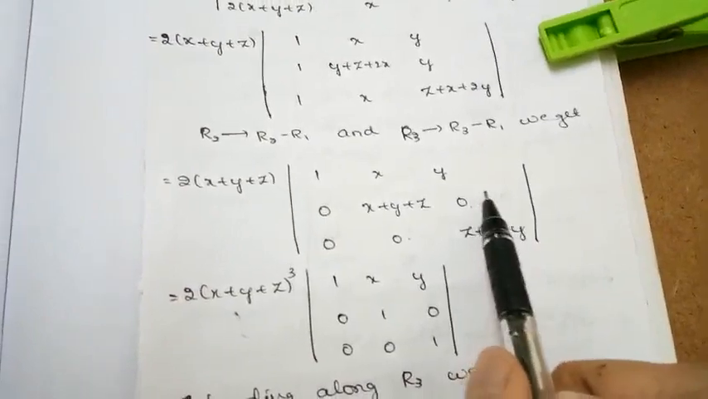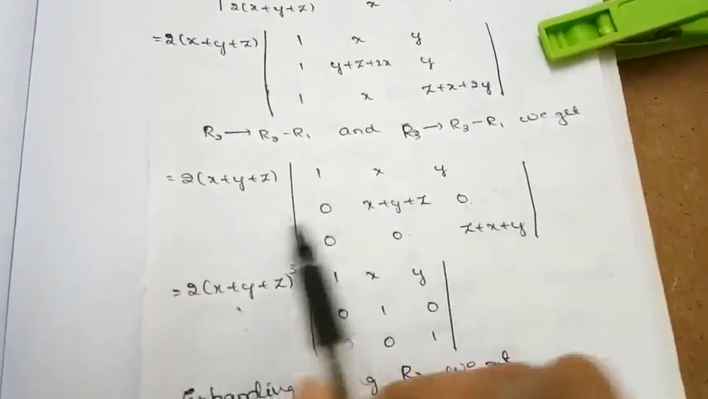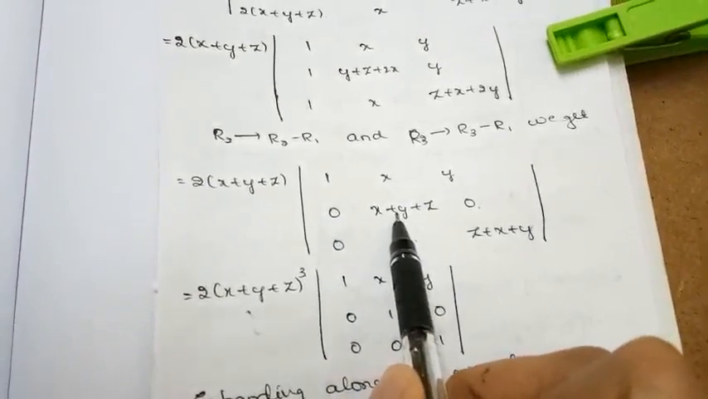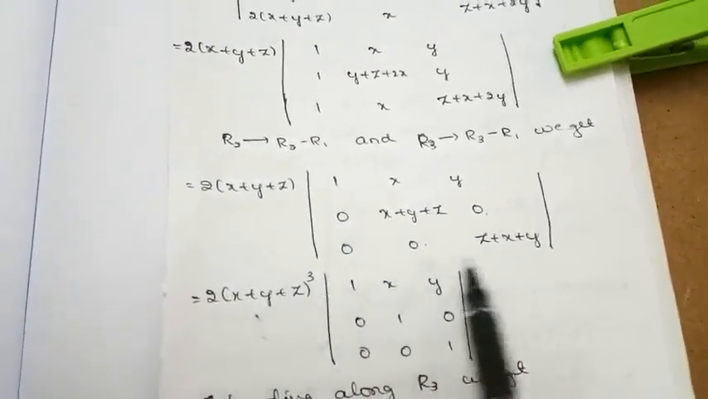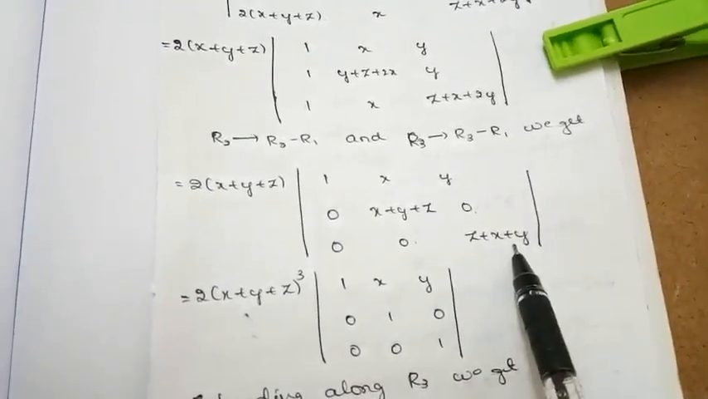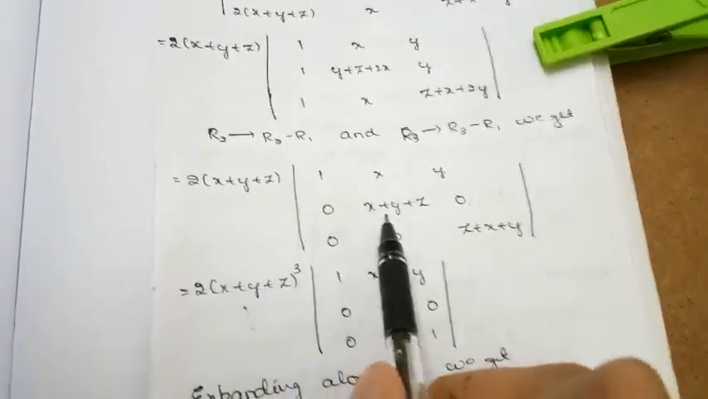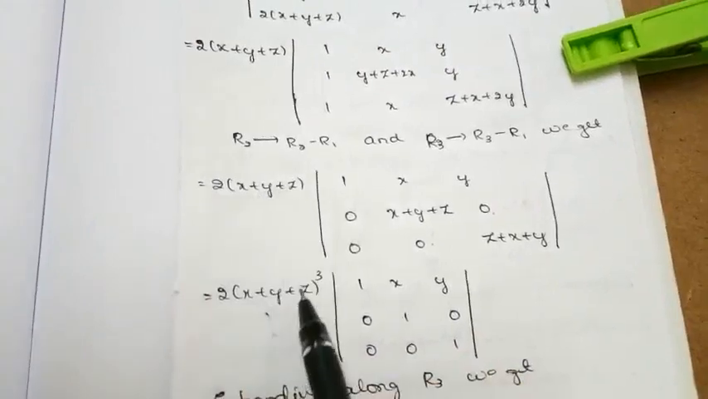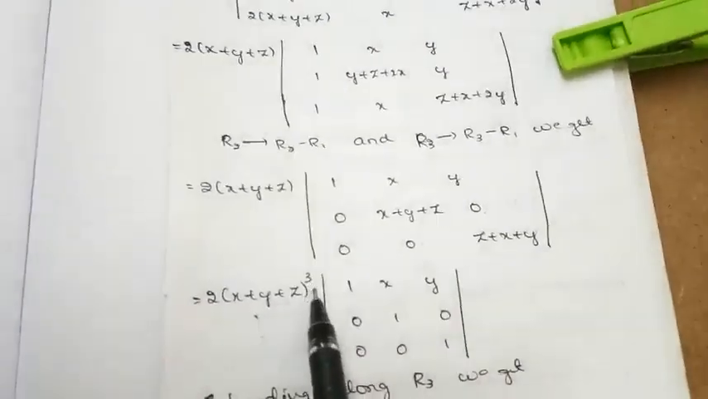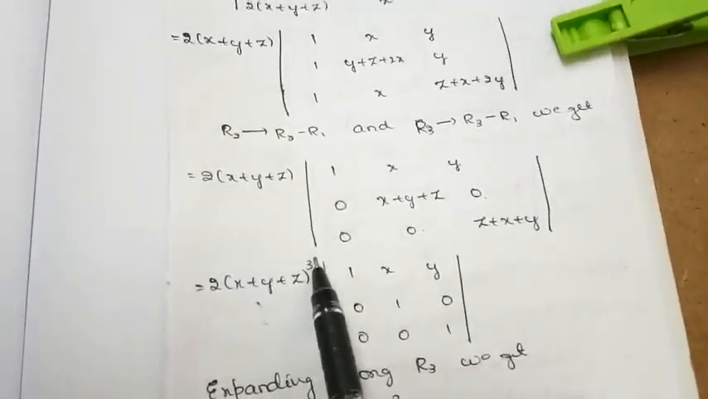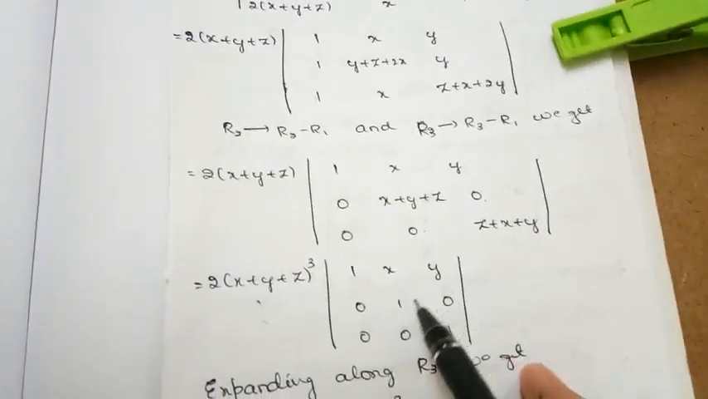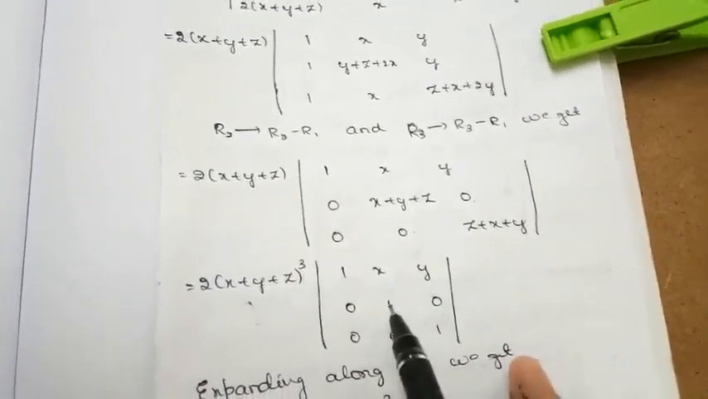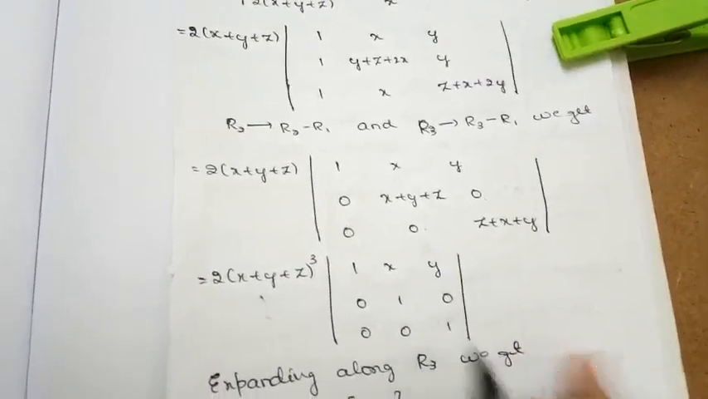By looking here, you can observe the second row and third row. In the second row I can take x plus y plus z common. From the third row also I can take x plus y plus z common. Two times I have removed x plus y plus z common. Already one x plus y plus z is there. So totally how many happened? 3. So x plus y plus z whole cube. And what is remaining after taking x plus y plus z common from the second row? Here it is remaining only 1. Here also it is 1.